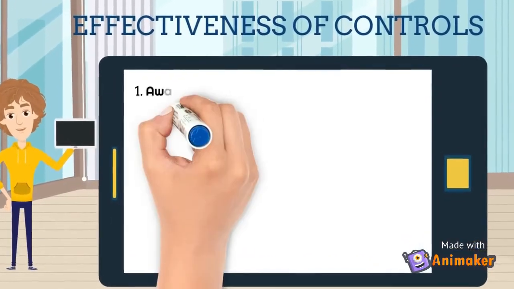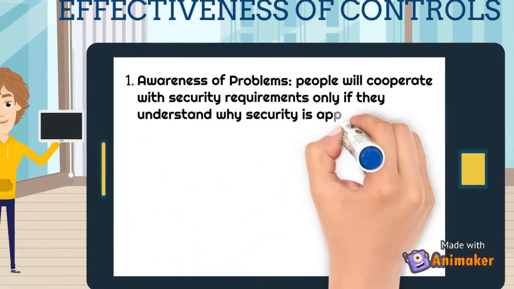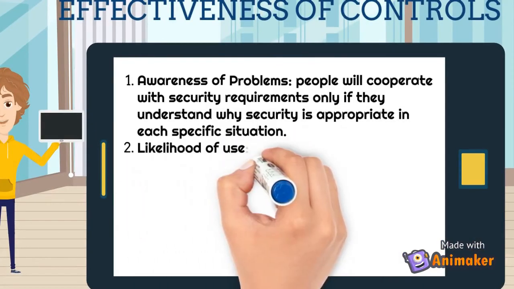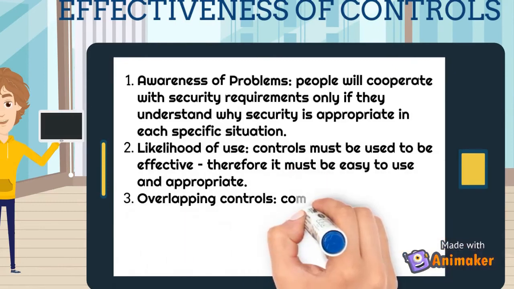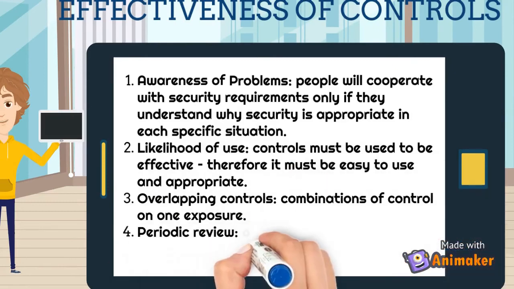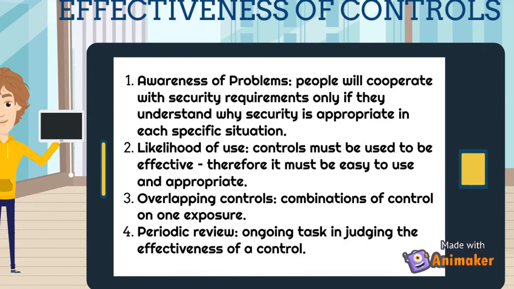Effectiveness of controls: awareness of problems. People will cooperate with security requirements only if they understand why security is appropriate in each specific situation. Next, likelihood of use. Controls must be used to be effective. Therefore they must be easy to use and appropriate. Overlapping controls, combinations of controls on one exposure. Lastly, periodic review, an ongoing task in judging the effectiveness of a control. That's all.